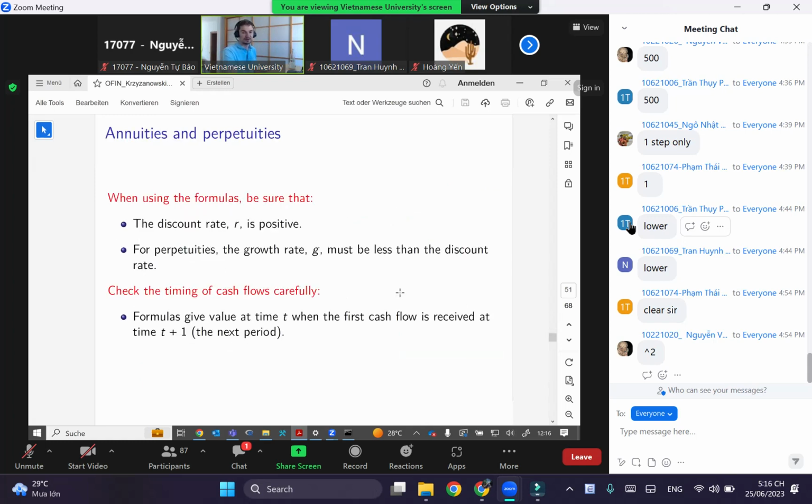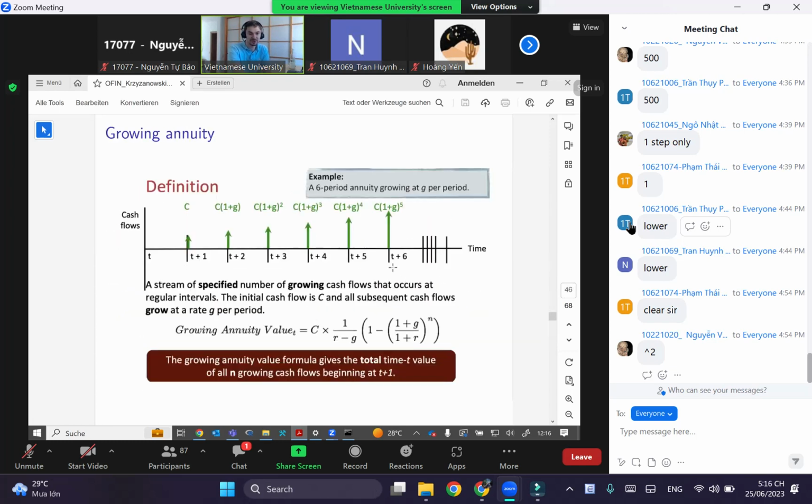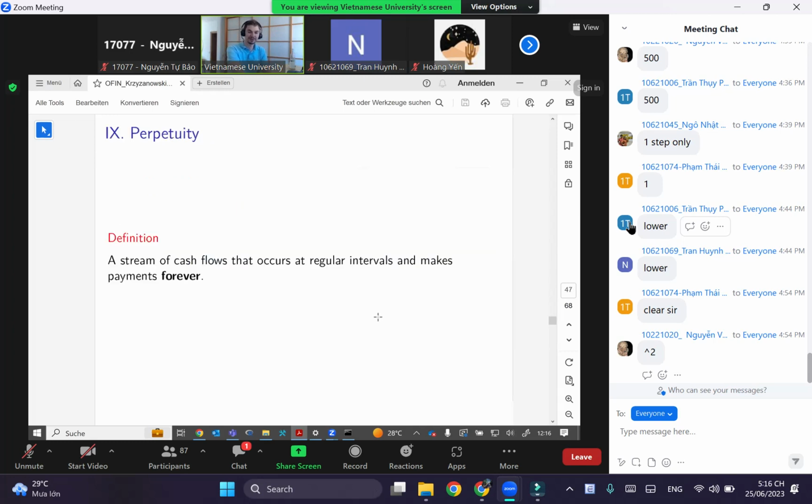Great. Good. Some additional info: when using these formulas, be sure that the discount rate is positive. These are underlying assumptions. We will assume the interest rates are positive. In those atypical times of negative interest rates, we would run into problems, so these formulas assume that it's positive. For perpetuities, as I mentioned already, G must be less than the discount rate. Otherwise, we'll also run into problems of calculating growing annuities.